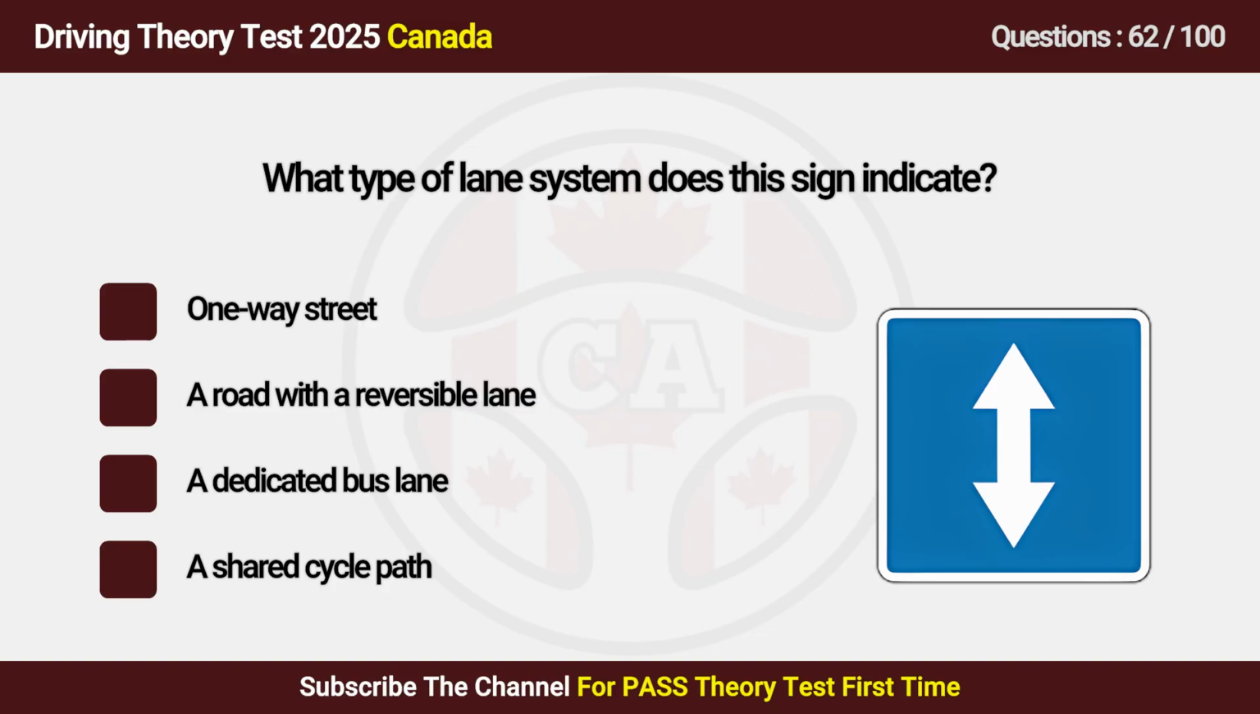A. One-way street. B. A road with a reversible lane. C. A dedicated bus lane. D. A shared cycle path.